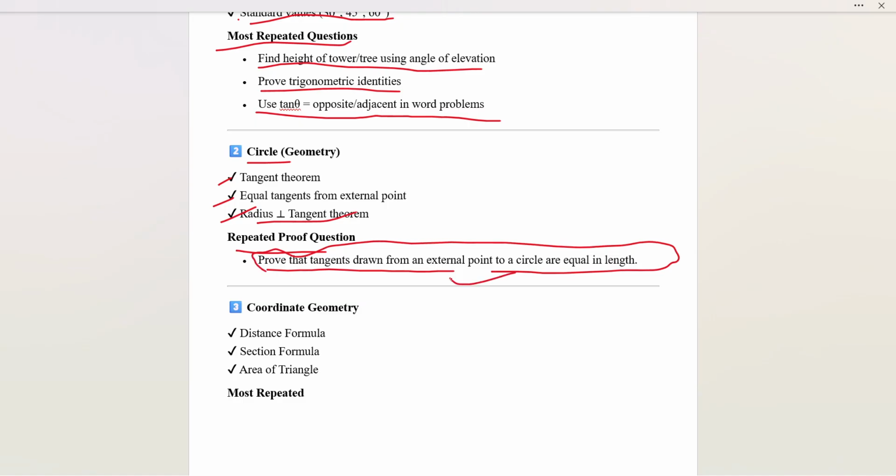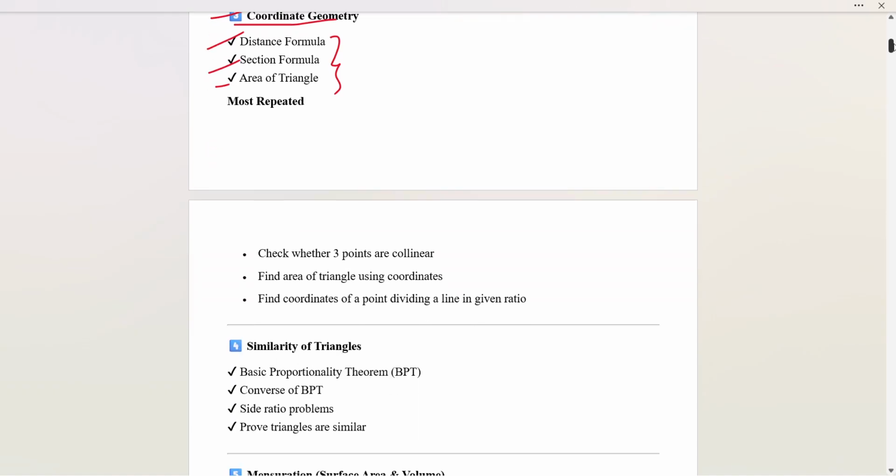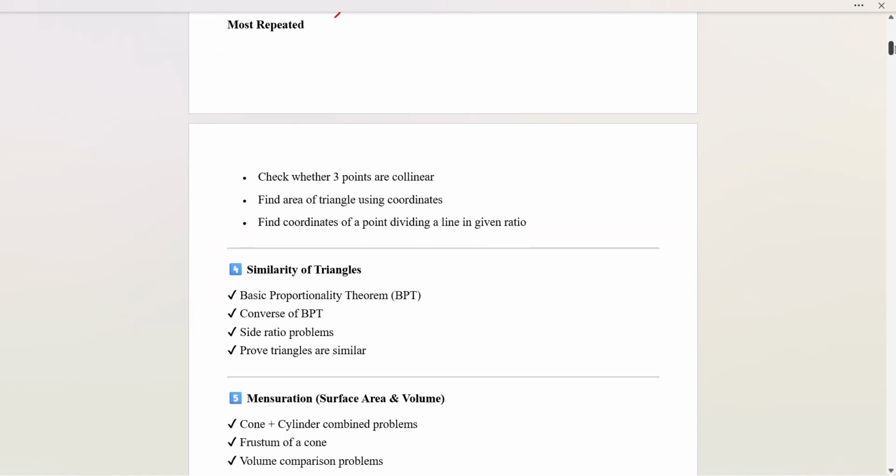Next is coordinate geometry. From coordinate geometry, they ask the distance formula, section formula, and area of a triangle. These are formula-based questions. They give you two coordinates, and from those coordinates you can find the section, distance, area of triangles, etc. The problems arise from this chapter. Now the most repeated questions from this chapter.